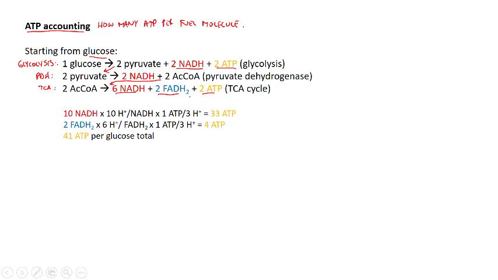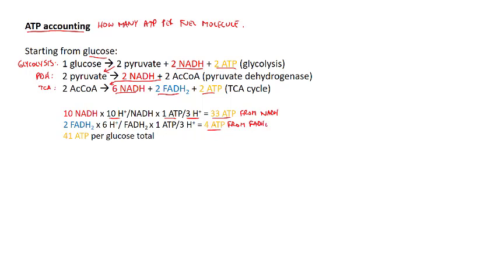All right, so that means that for breaking down one molecule of glucose all the way to CO2, we end up with 10 NADH. We have 10 protons pumped for every NADH. We get 1 ATP for every 3 protons that leak back across the inner membrane. So we get roughly 33 ATPs from all of our NADH that we made from glucose. If you do the same math for FADH2, you get 4 ATPs from FADH2.